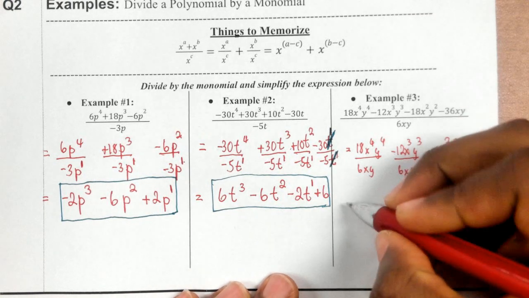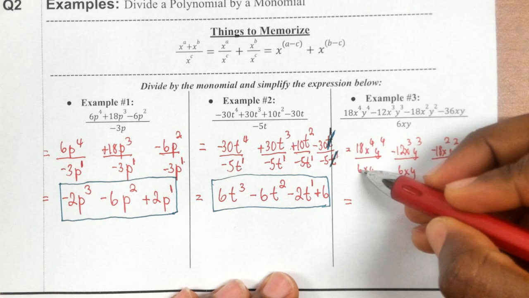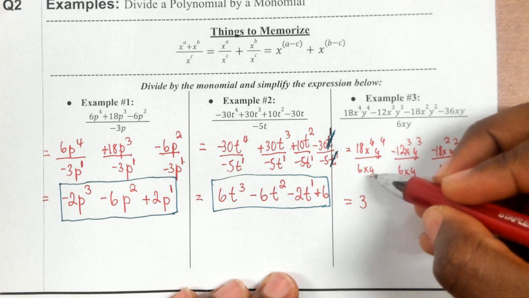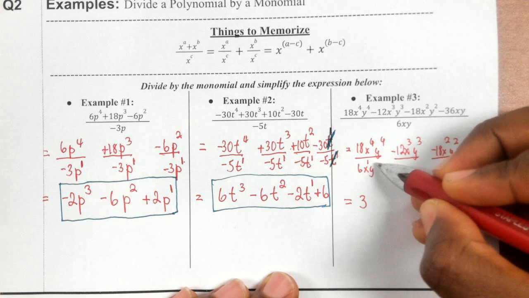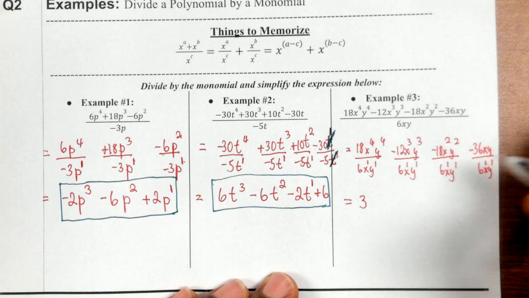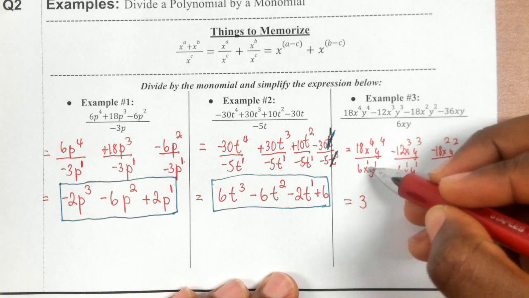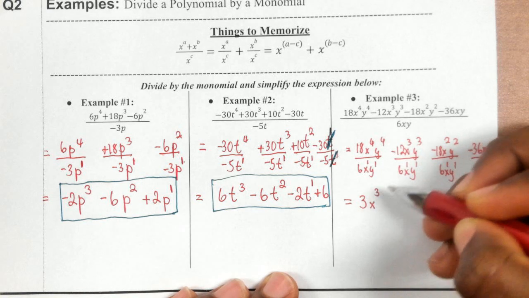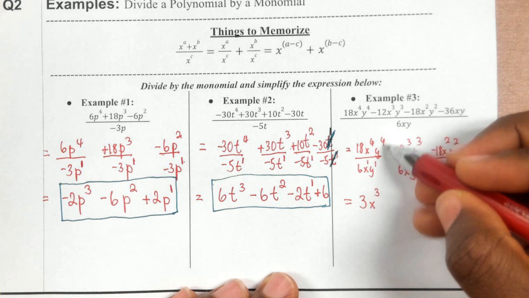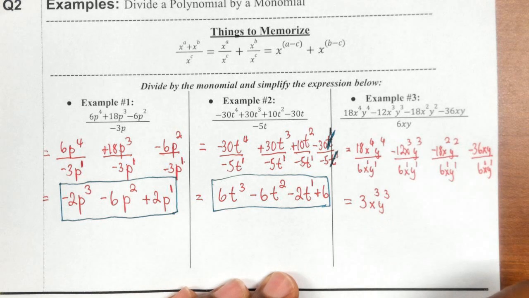Now we're going to go ahead and divide the numbers. Positive 18 divided by positive 6 is a positive 3. We're going to do the exponents the same. Whenever you don't see an exponent, you always assume it's a 1. I have 4 x's up here, 1 down here, 4 take away 1 leaves me with 3. I have 4 y's up here, 1 down here, 4 take away 1 leaves me with 3. And I'm all done with that first term.